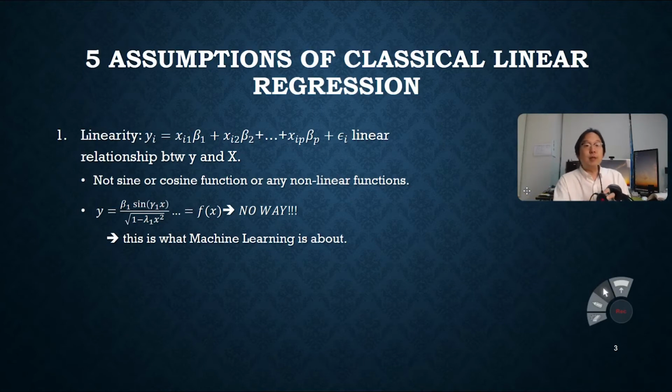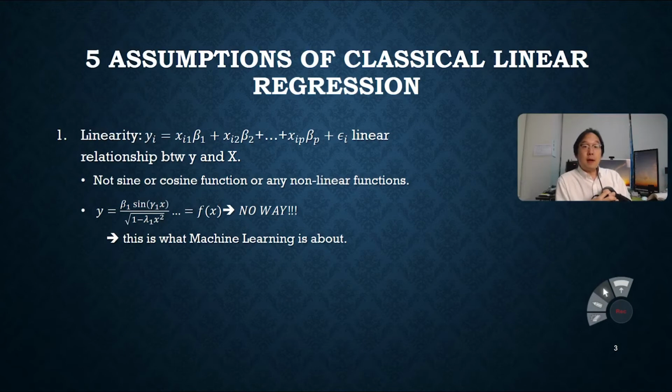Yi, your dependent variable that you're interested in, will be explained by P different variables with P different parameter coefficients, right? Or coefficient parameters, right? All cross multiplication and linear combination like that. Plus epsilon, your error term or disturbance term, okay? We are assuming a linear relationship.